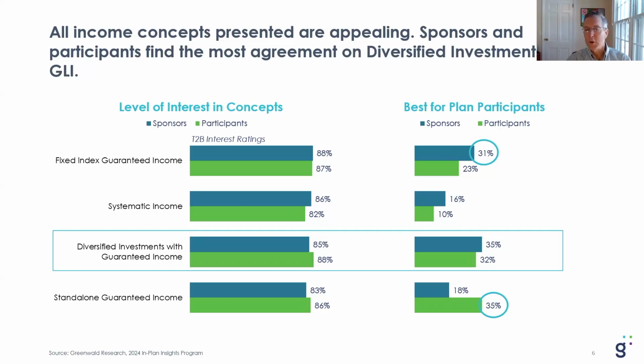What I think is also notable here is that the non-guaranteed option, the option without guaranteed lifetime income, was the least popular among both audiences, and that is also consistent with past results.